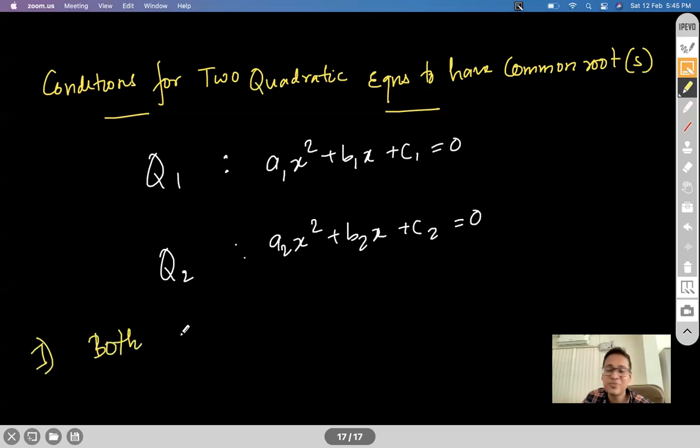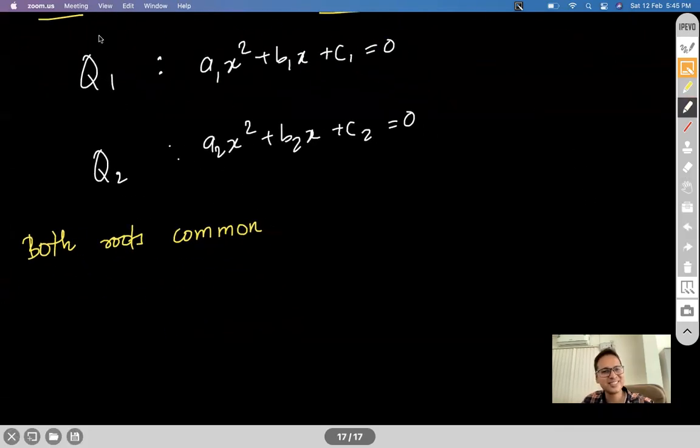Let's start with this scenario. So let's discuss, if you want two quadratic equations to have both the roots common, what condition must be satisfied? Can anybody tell me that? Two quadratic equations, same roots, both of the roots are same. What condition must be satisfied between the coefficients of those quadratic equations? That means what relation must exist between a1, b1, c1, a2, b2, c2?